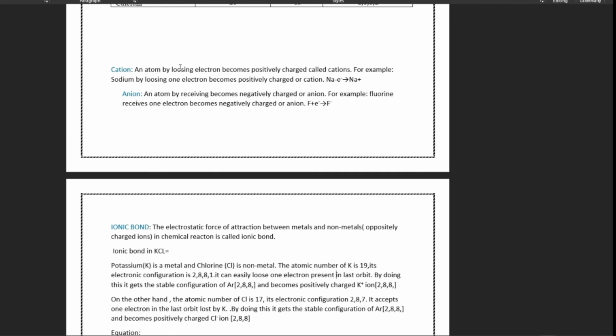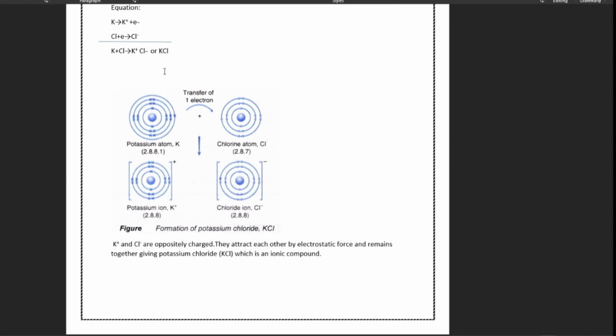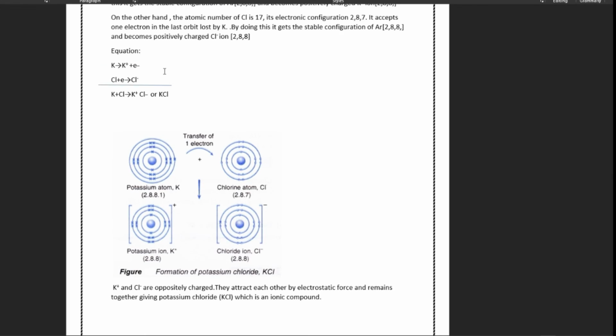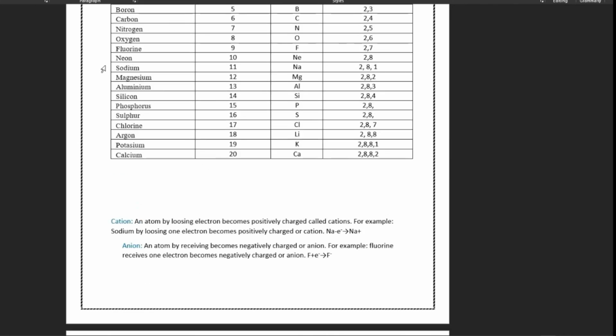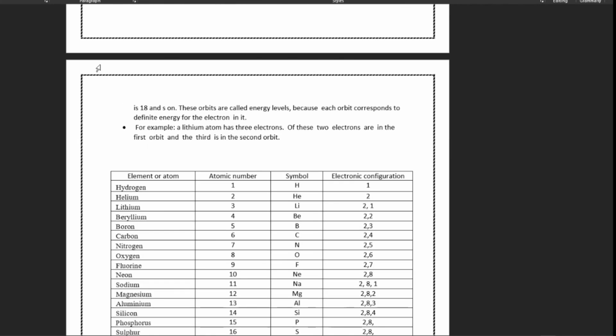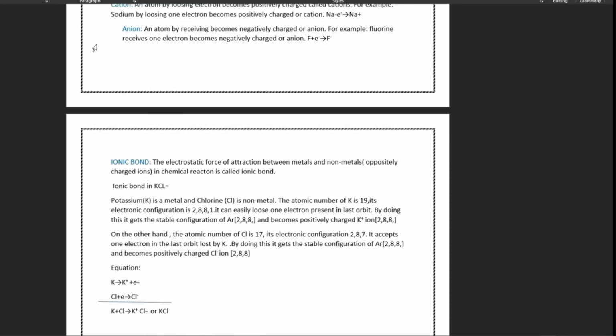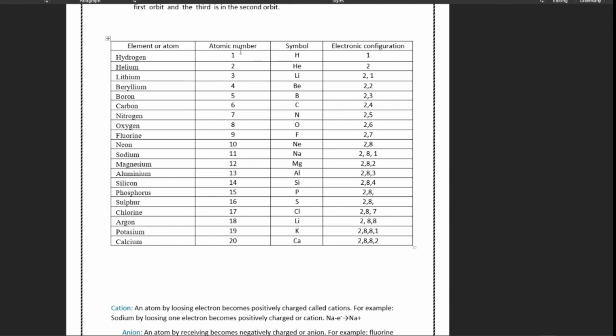So this is all for today. Hope you understood this whole lecture. These questions may come in the exam, so memorize them. These atomic numbers you can all memorize in class 8.